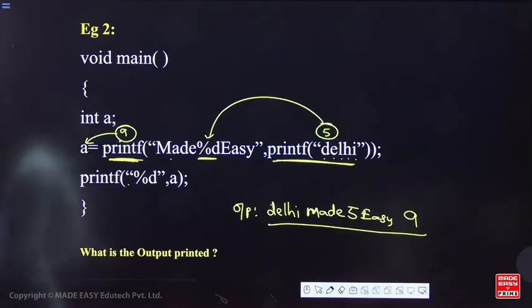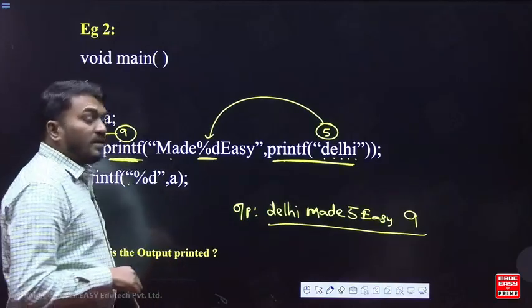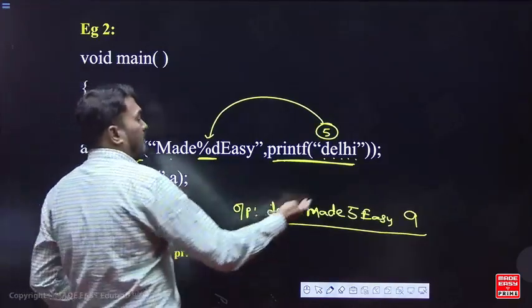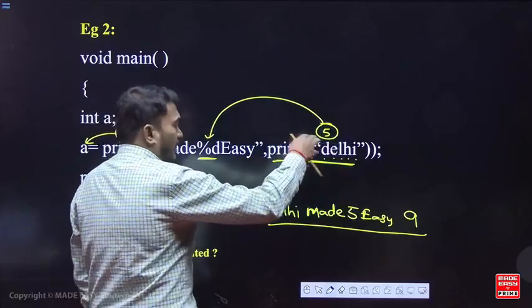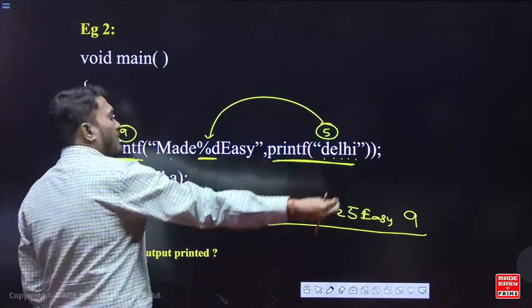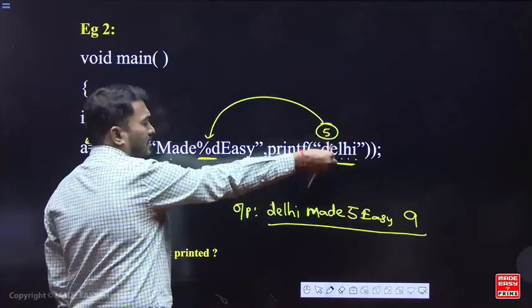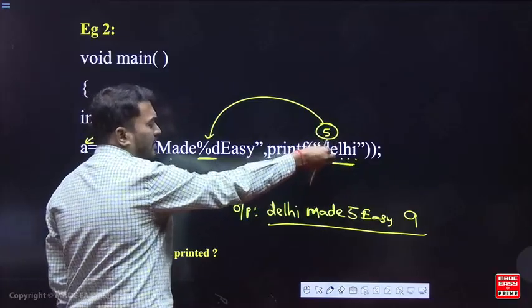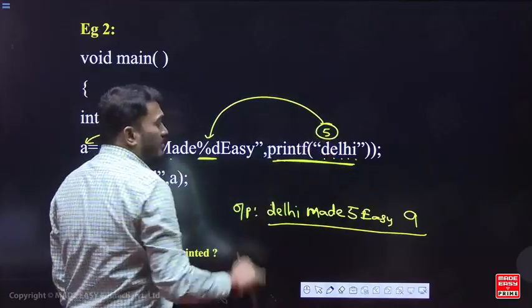Okay, Harshit Gupta, that is the behavior of the printf statement. Printf evaluates from this side. First, this will be evaluated. Please understand here. So, somebody is asking, why will Delhi be printed?